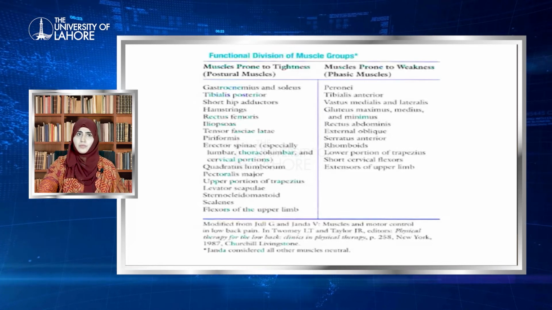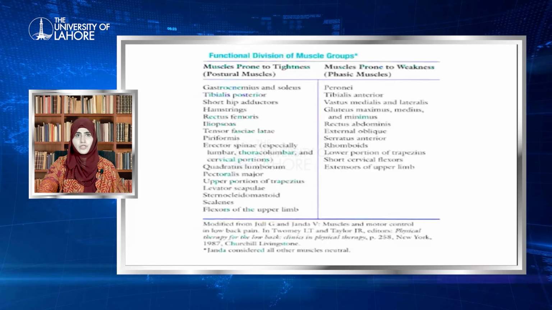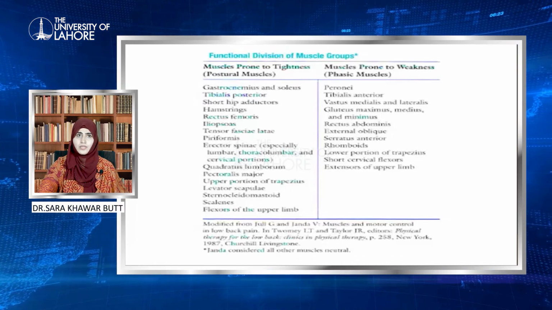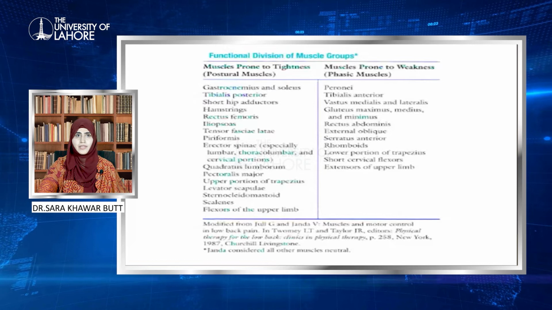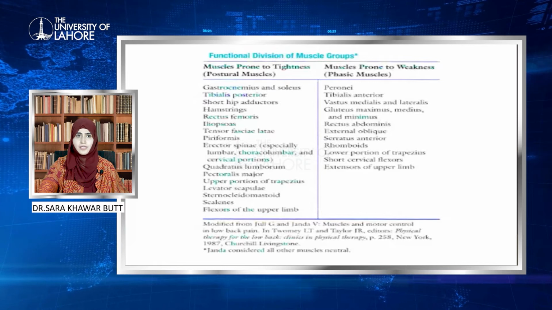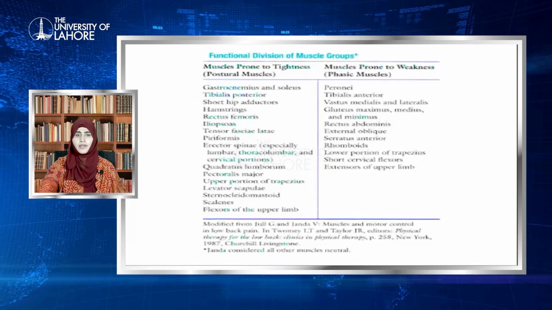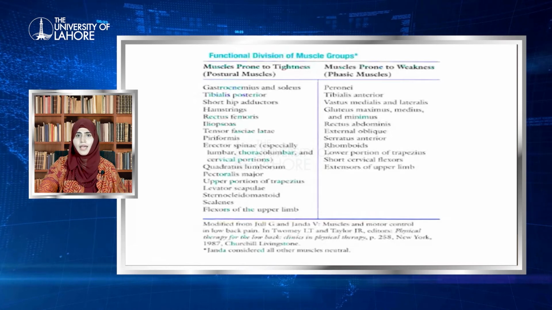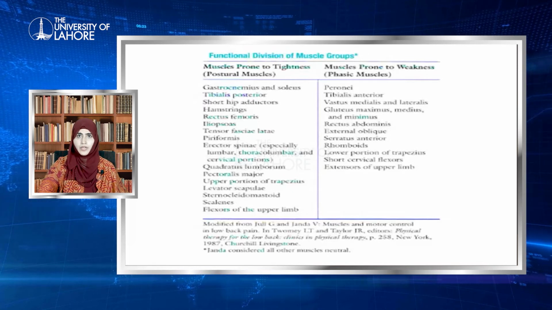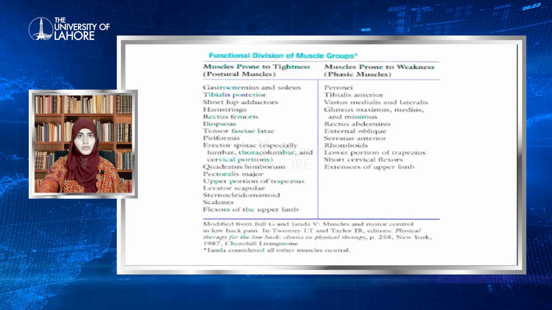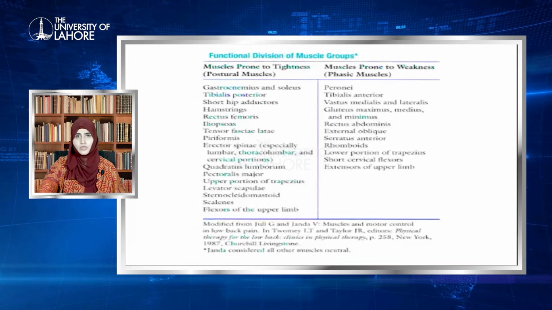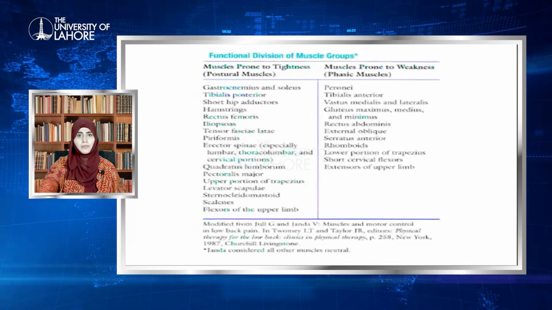Some muscles that are prone to tightness are gastrocnemius and soleus muscles, tibialis posterior, short hip adductors, hamstrings, rectus femoris, iliopsoas, tensor fascia lata, piriformis, erector spinae muscle, quadratus lumborum, upper portion of trapezius, sternocleidomastoid muscles, and flexors of upper limb. And muscles that are prone to become weak are peroneii, tibialis anterior, vastus medialis and lateralis, glutei, rectus abdominis, external oblique, rhomboids, lower portion of trapezius, and extensors of upper limb.